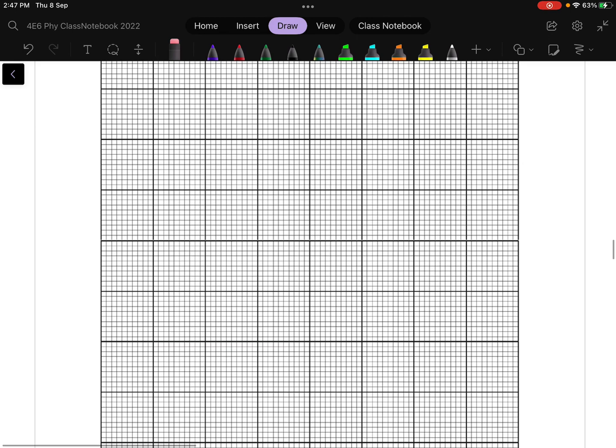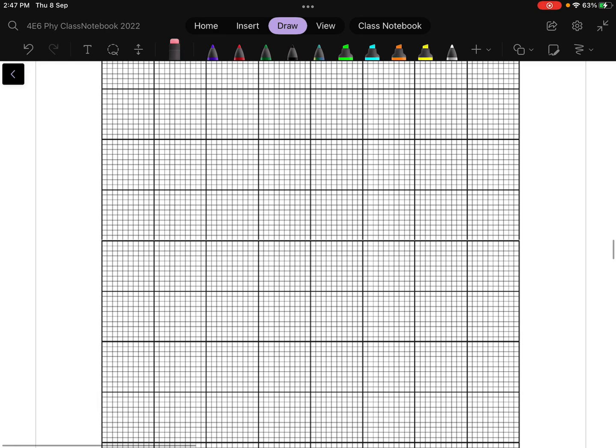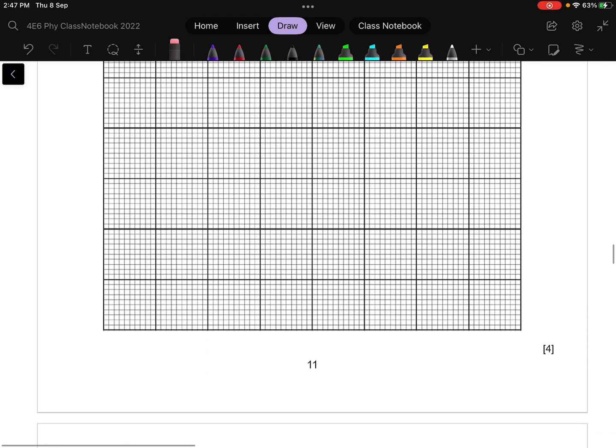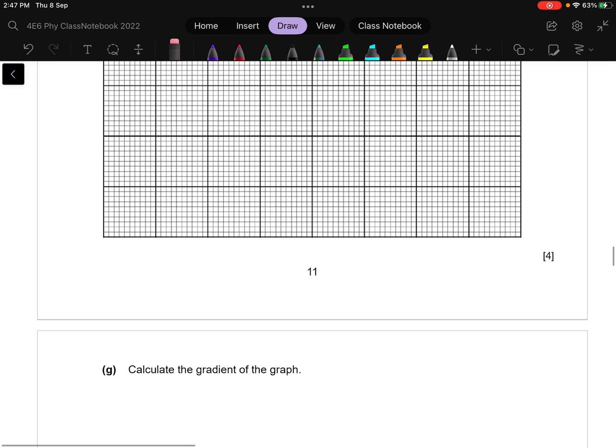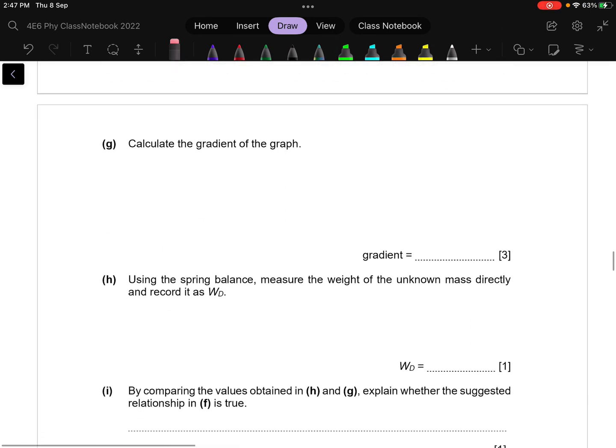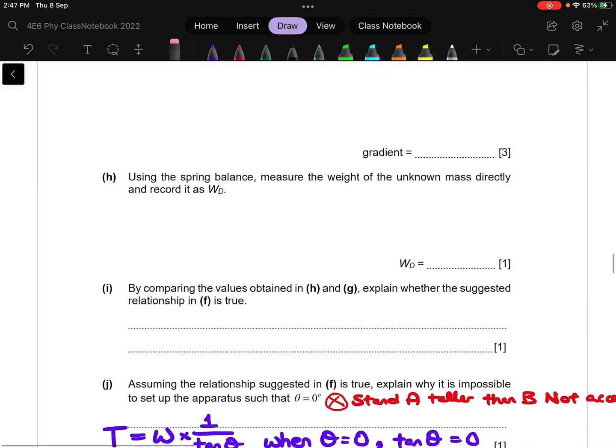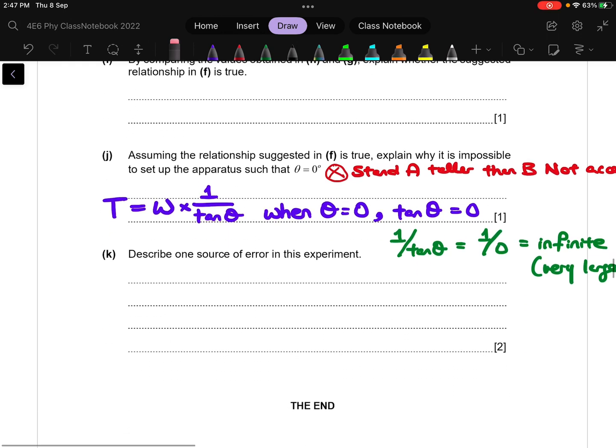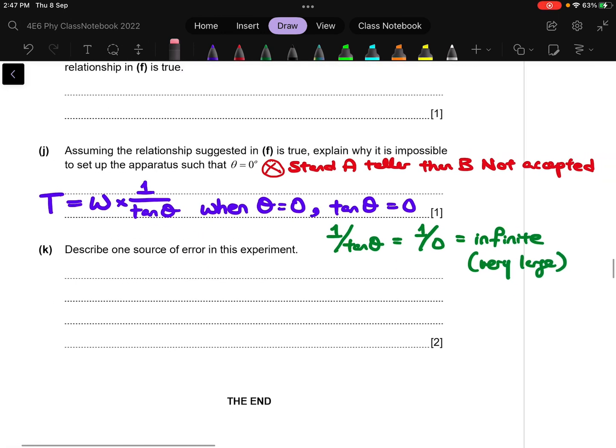For part F, I think it's fine. Most of you got almost the full mark for your graph. If you are still losing some marks here and there, and you do not understand why you are losing them, then this is the time when you need to come and look for me to find out what went wrong, so that you don't repeat the same mistake in your O-level practical. G is fine, H is fine, I is fine.